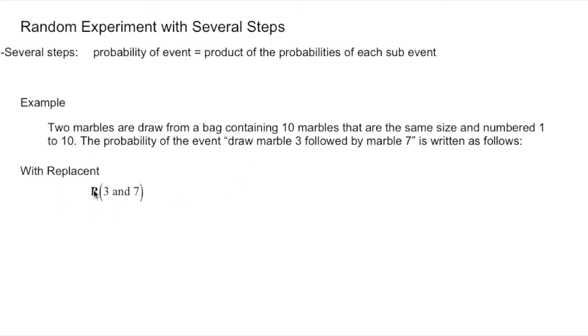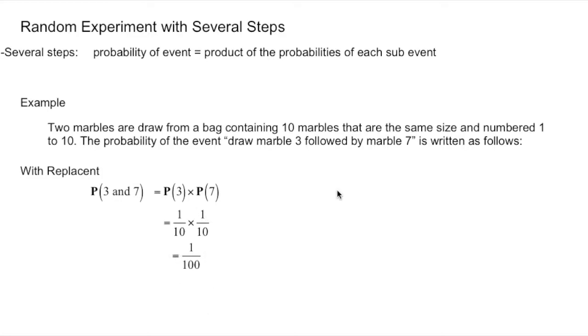So that's with replacement. The probability of getting 3 and 7 is going to be equal to the probability of getting a 3 multiplied by the probability of getting a 7. The probability of getting a 3 is 1 out of 10. You put it back, so there's still 10 marbles in the bag. So the probability of getting a 7 is 1 out of 10. So that's going to give you 1 out of 100.